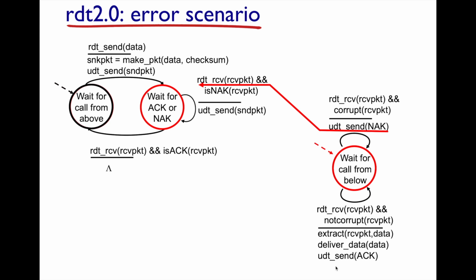Okay, so when the NAC is received as feedback from the receiver, the sender resends that stored packet, right? So it calls UDT send with that stored copy of that packet. So now when it calls UDT send, unreliable data transport send, that new copy of the packet gets sent across the wire a second time. And that packet is sent across the wire, and let's assume that it's not corrupt this time. It's received at the receiver, and so it triggers the event RDT receive, right? Because it comes in from the network layer below on the receiver side.